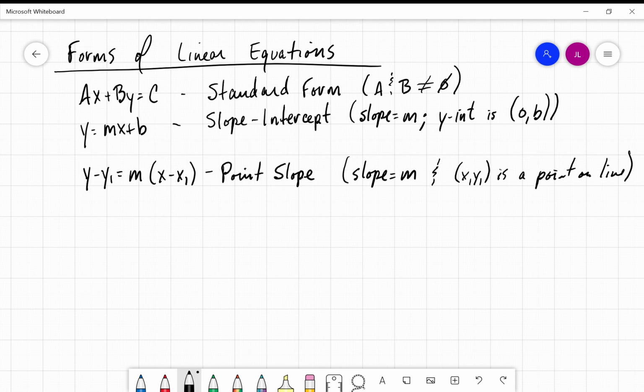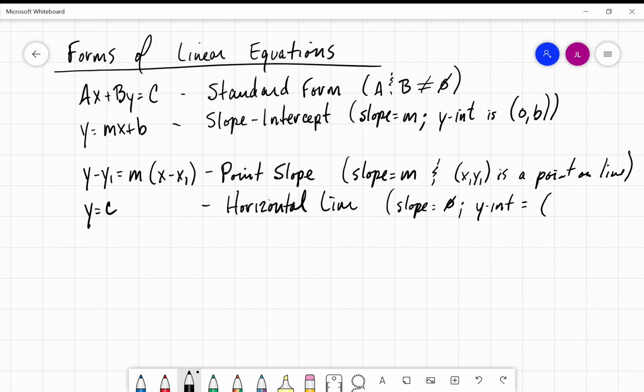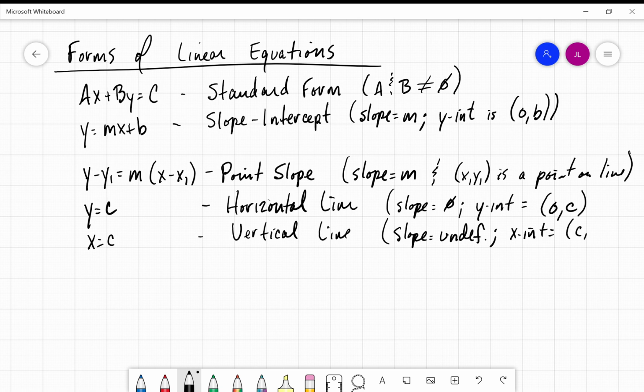Alright, now we also just saw where we can say y is equal to c, and this is a horizontal line. Remember, for a horizontal line, the slope is equal to 0, and the y-intercept is c. We have x equals c, and this is vertical. And remember, here the slope is undefined, and the x-intercept is (c, 0).